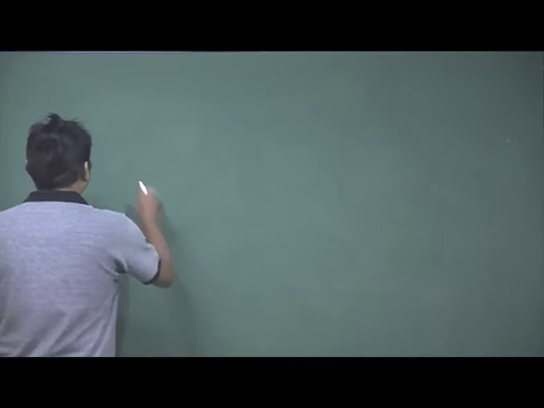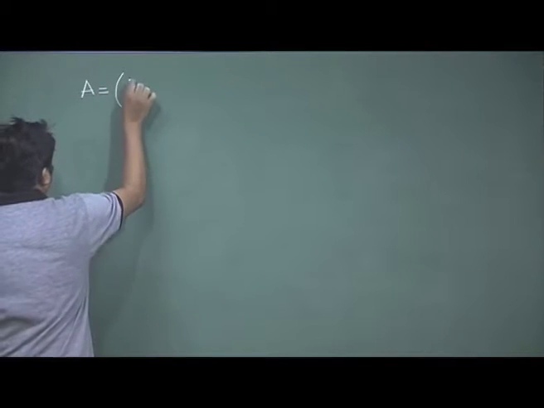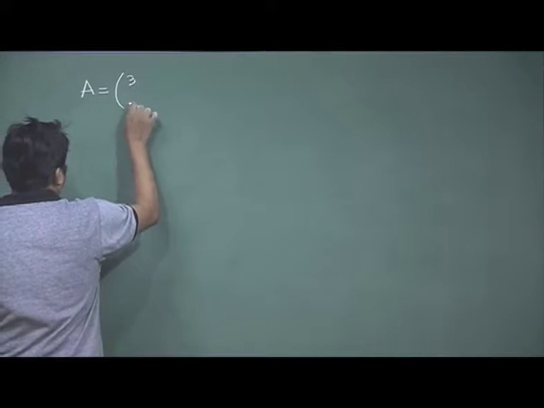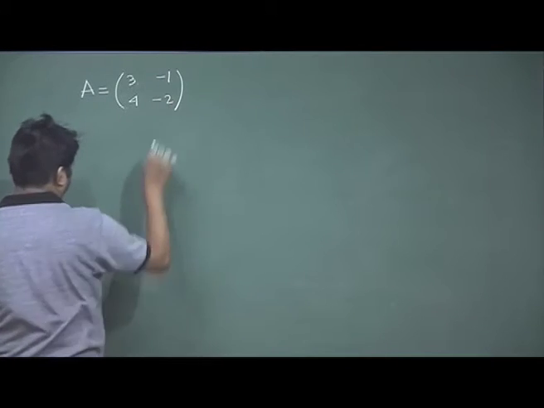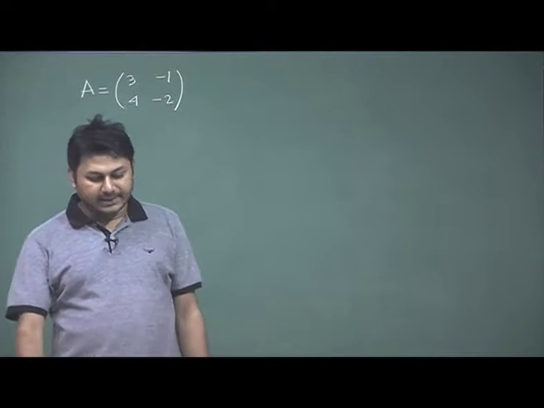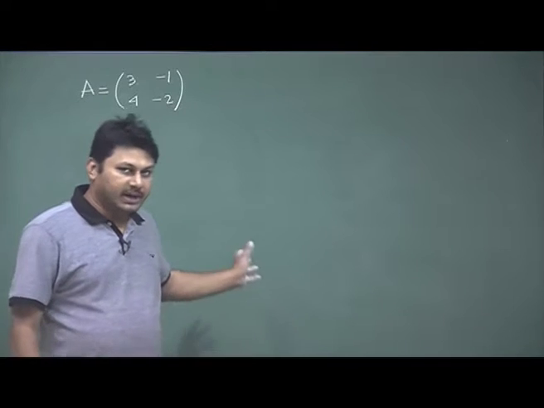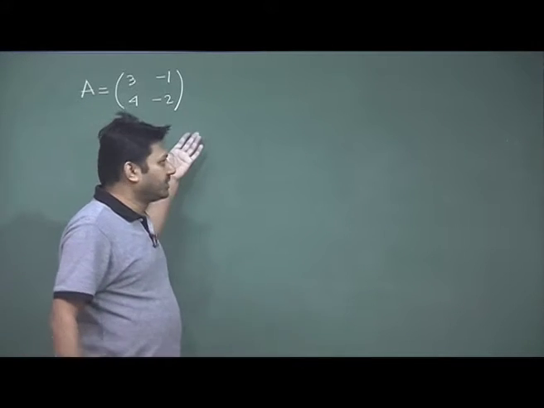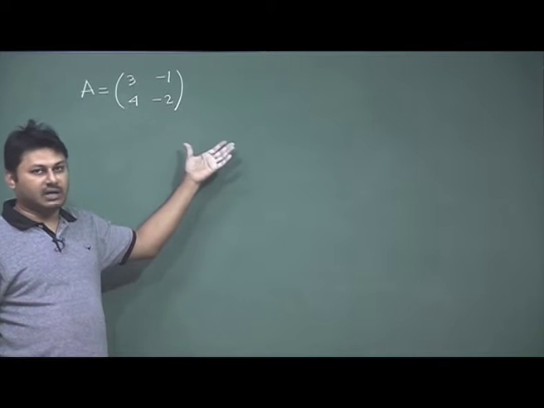So, let us start with one matrix, say A is 3, 4, minus 1, minus 2. By the way, I should mention one important thing at this point: the procedure that I am following is always for a 2 by 2 matrix, but this procedure is exactly the same for 3 by 3 and other dimensions.